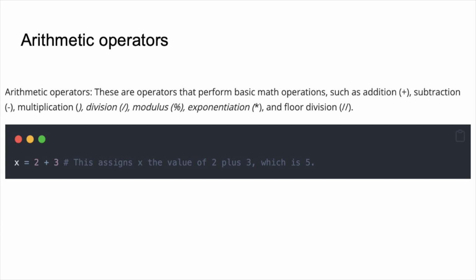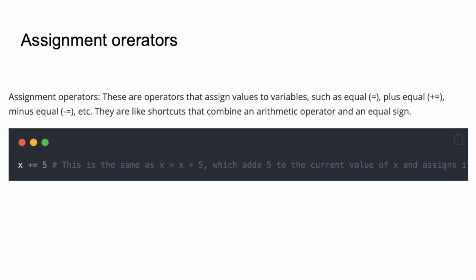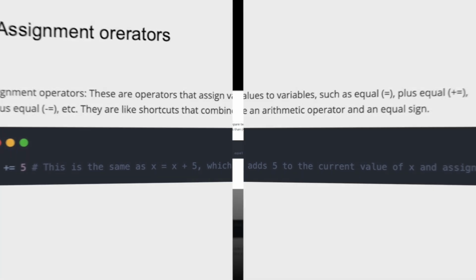Arithmetic operators. These are operators that perform basic math operations, such as addition, subtraction, multiplication, division, modulus, exponentiation, and floor division. Assignment operators. These are operators that assign values to variables, such as equal, plus equal, minus equal, etc. They are like shortcuts that combine an arithmetic operator and an equal sign.